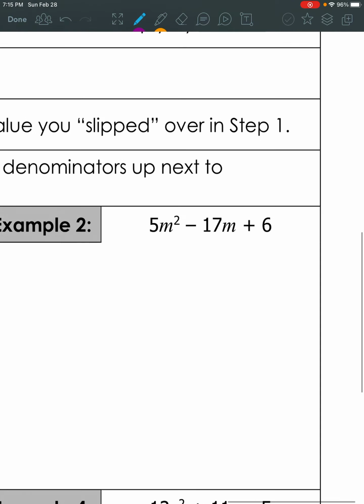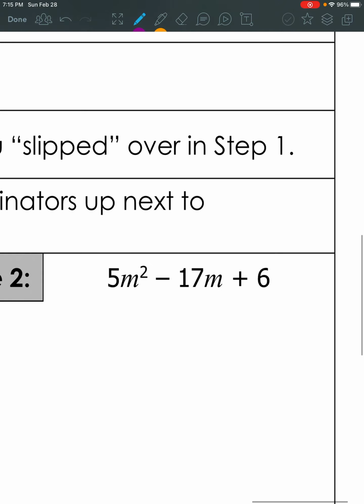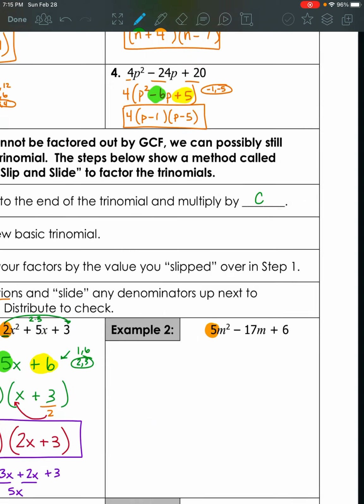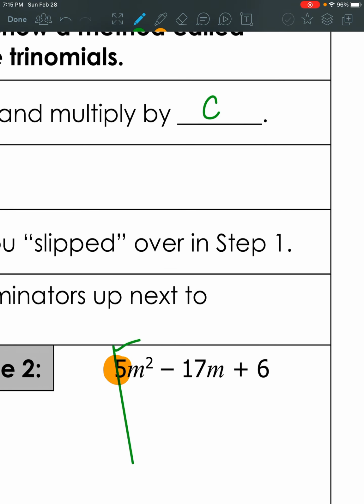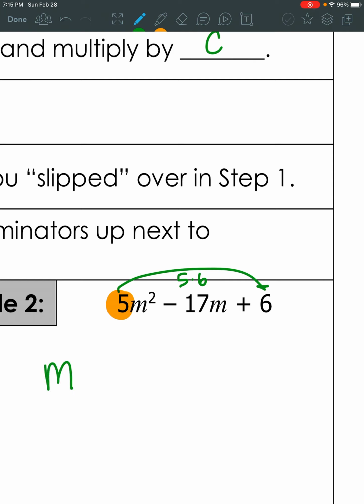All right, next one. We're going to do the same exact method. So the a value is 5. We're going to slip that down to the c value. So the 5 we take down here, and we're going to multiply. 5 times 6. So what's left is m squared minus 17m, and then the 6 is going to turn into 30 since we slipped that 5 down and multiplied.